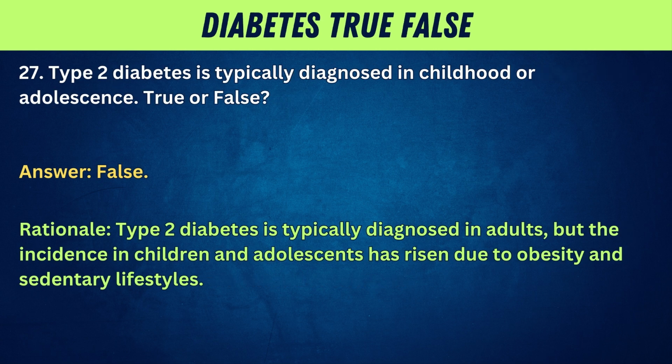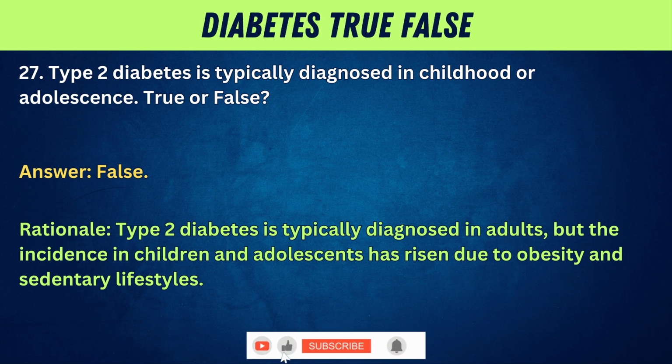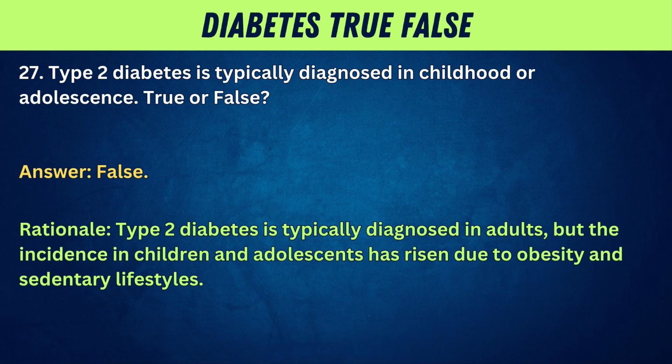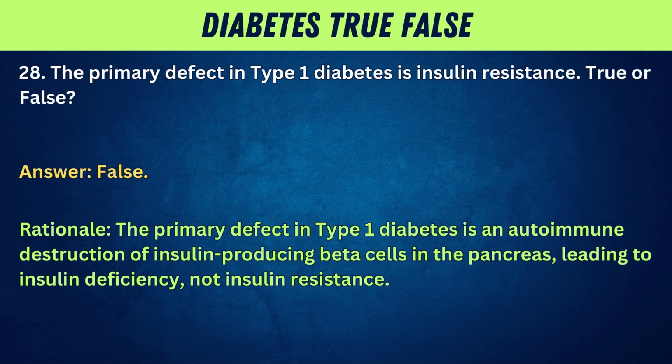27. Type 2 diabetes is typically diagnosed in childhood or adolescence. True or false? Answer: false. Rationale: type 2 diabetes is typically diagnosed in adults, but the incidence in children and adolescents has risen due to obesity and sedentary lifestyles.